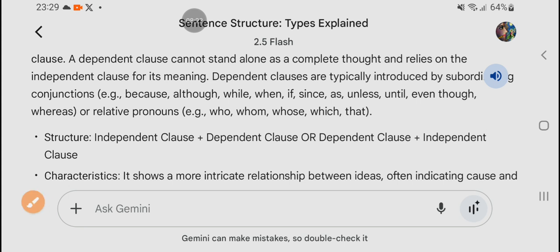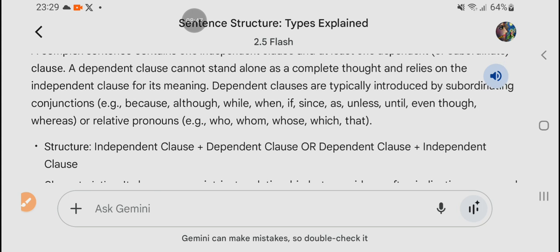A dependent clause cannot stand alone as a complete thought. It is naturally dependent and relies on the independent clause for its meaning. Dependent clauses are typically introduced by subordinating conjunctions.